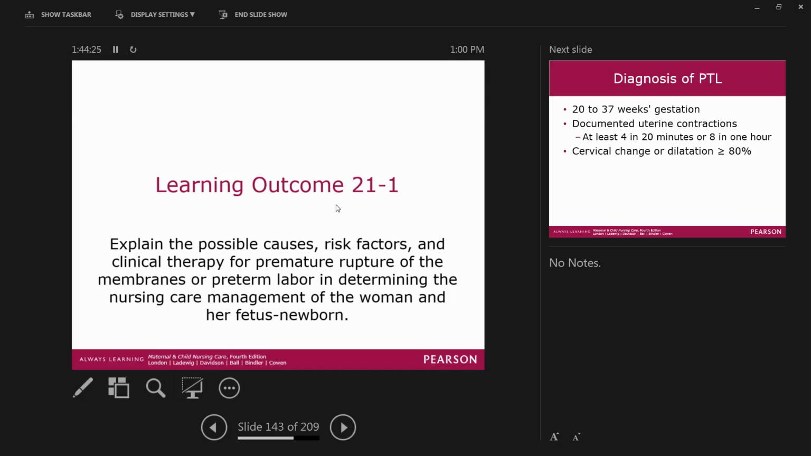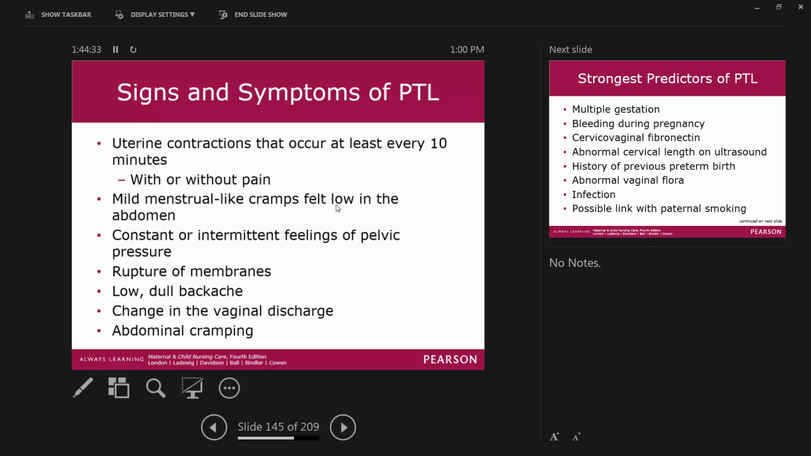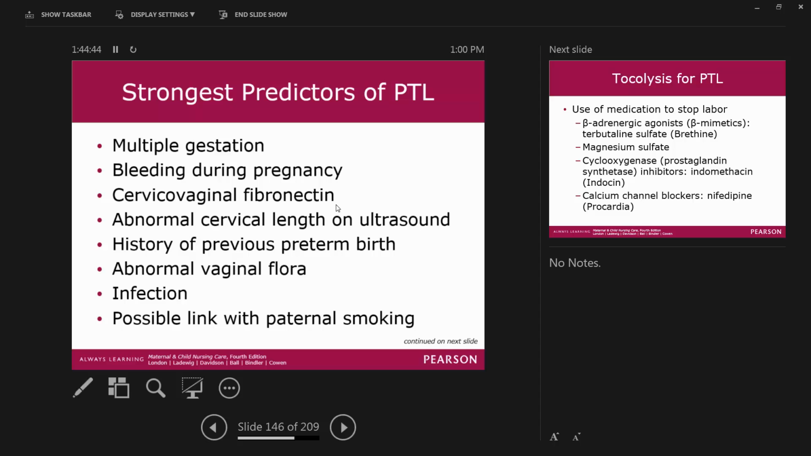The last thing I want to cover real quick, we've talked about preterm. We know what preterm is. Here are your symptoms for preterm labor. So if your patient comes in at 32 weeks to the clinic and she's complaining of some of these, she might be in preterm labor.